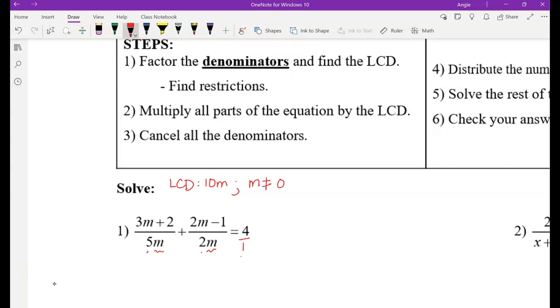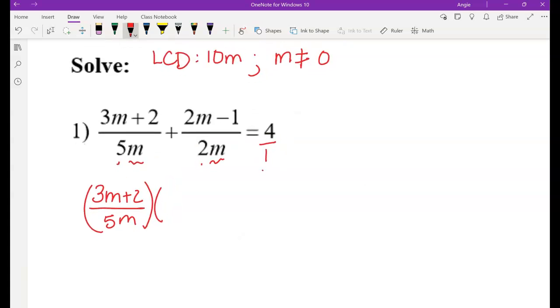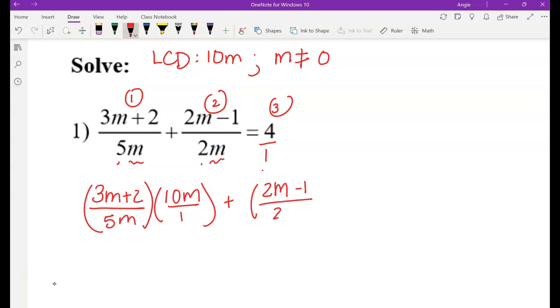Now we are going to multiply every piece of the equation by the lowest common denominator. So the next step is write (3m + 2) over 5m, put parentheses around it, and multiply by your LCD, which is 10m. If you want to, you can put 10m over 1, just like that. Now we have 3 parts, part 1, part 2, and part number 3. Each part will need to get multiplied by the same LCD, because whatever you multiply to one thing, you multiply to all of them. So your LCD could be 10m over 1 or just 10m. Now you are equal to 4, but 4 also gets multiplied by 10m, just like that.